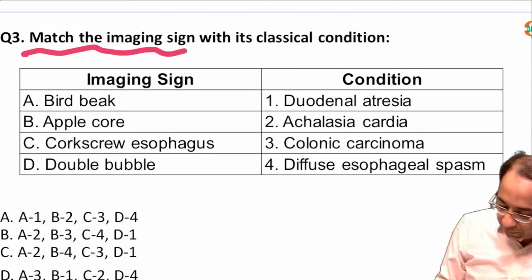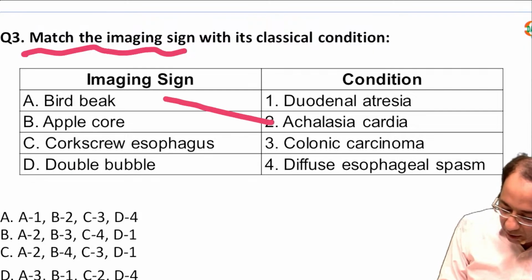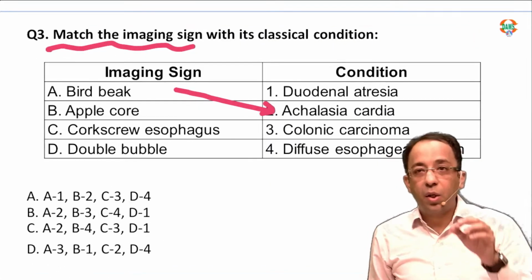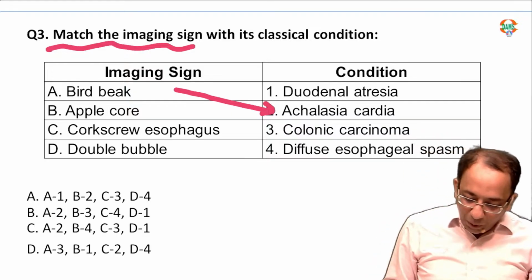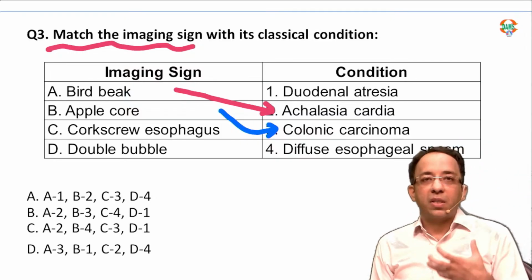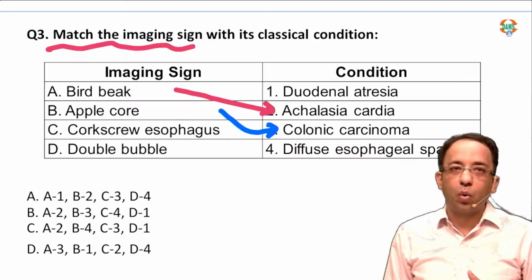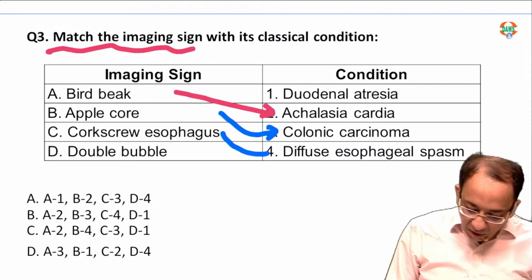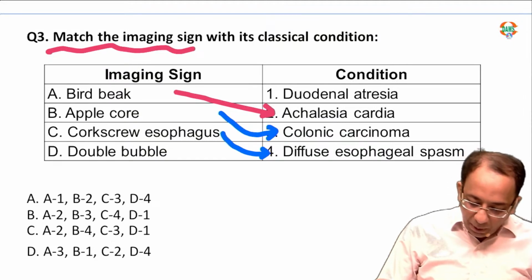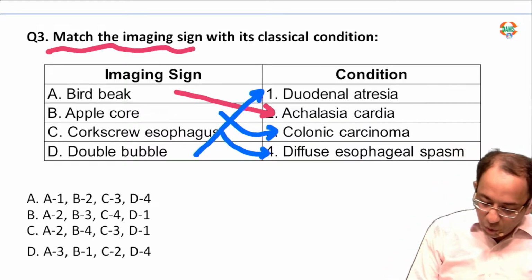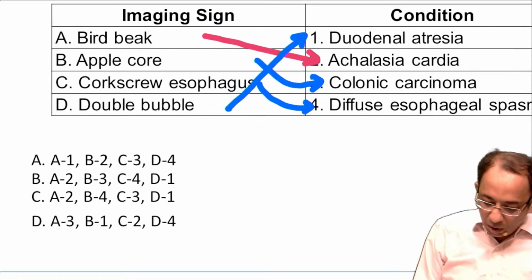So now please look at the image and tell me bird beak sign seen in. Bird beak sign. So the best answer will be achalasia cardia. Almost every time in your NEETPG exam, in your INICET paper, they have asked achalasia. Apple core appearance. Carcinoma colon. So remember, cancer of the bowel leads to the apple core appearance, the overhanging edges, the shouldered appearance. Corkscrew appearance. Diffuse esophageal spasm. Double bubble appearance. Duodenal atresia. So it is going to be A is 2. So if the A is 2, choice number D is ruled out. Either it is B or C.